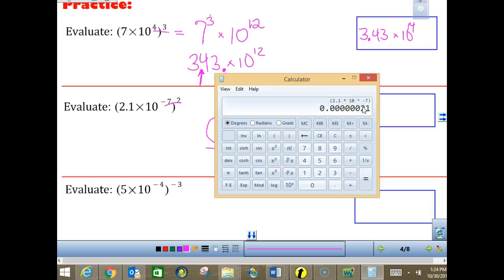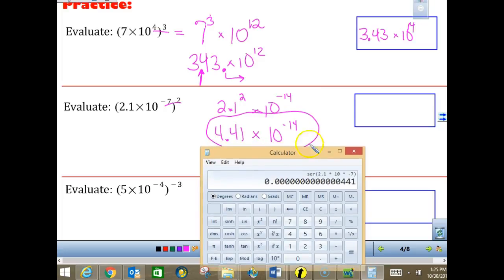Do you agree? If you think about that number, it just means that there are 6 zeros in front of my 2.1. It says raise this to the second power. So we're going to take this whole thing and we're going to square it. Is this the same answer that we got? Look at what our answer was. We had 4.41 times 10 to the negative 14.